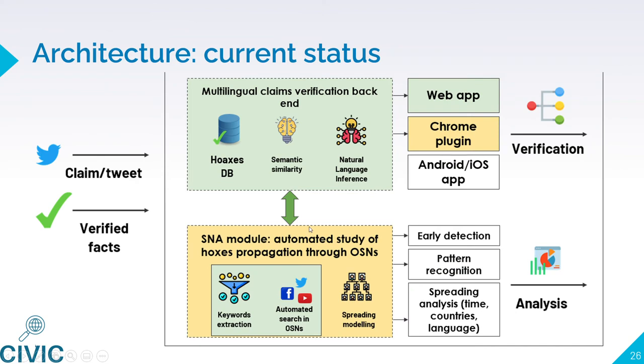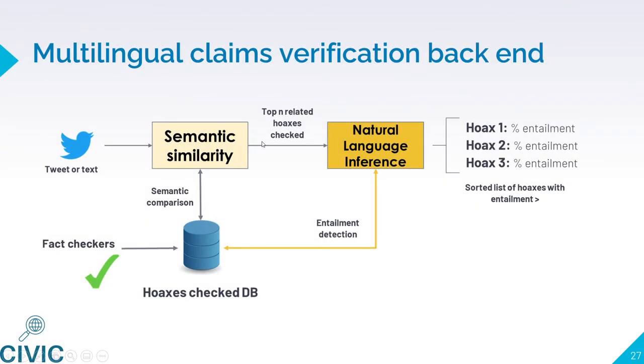So this is the architecture of our current CIVIC system. I will not go into the details. It's based on a ground truth that is a database of hoaxes that have been checked and verified by journalists. And we are using two different modules, one to obtain the similarity when any new tweet comes to the system, so you can obtain how similar or dissimilar this new tweet is against the hoaxes stored in our ground truth. And later we are using a second module, a natural language inference system, to ensure if there is an entailment between the tweet and the hoax that has been retrieved from the database. So this is a better representation.